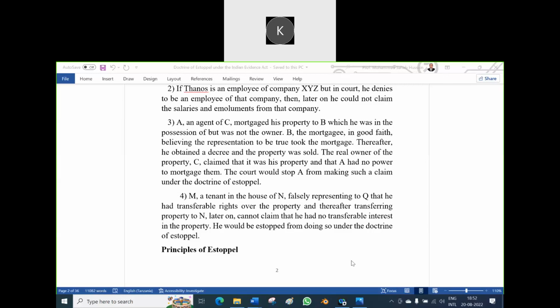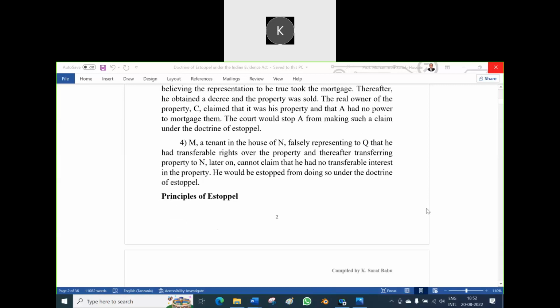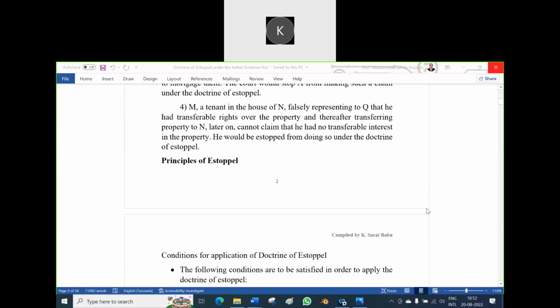Likewise, another example is here. M, a tenant in the house of N, falsely represents to Q that he had transferable rights over the property and thereafter transfers the property to Q. Later on, he cannot claim that he had no transferable interest in the property. He would be stopped from doing so under the doctrine of estoppel. So these are some of the examples.